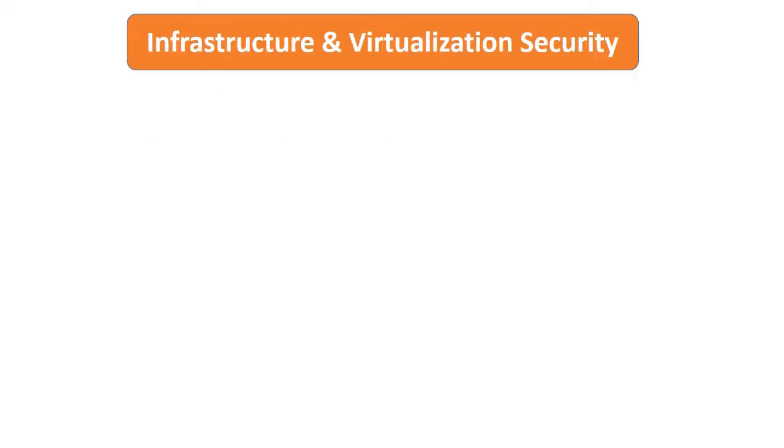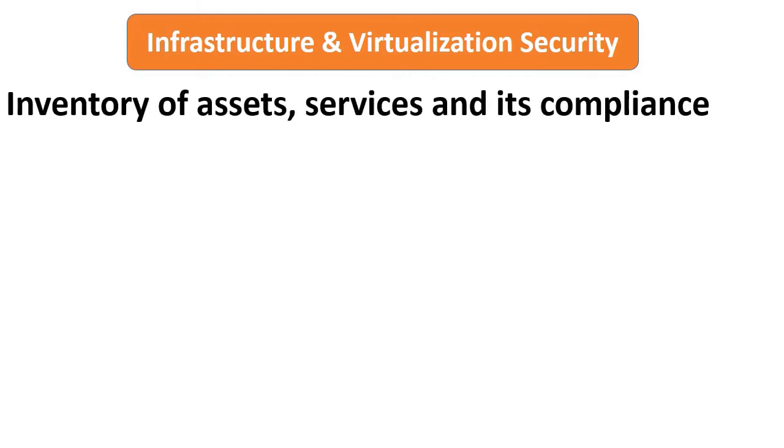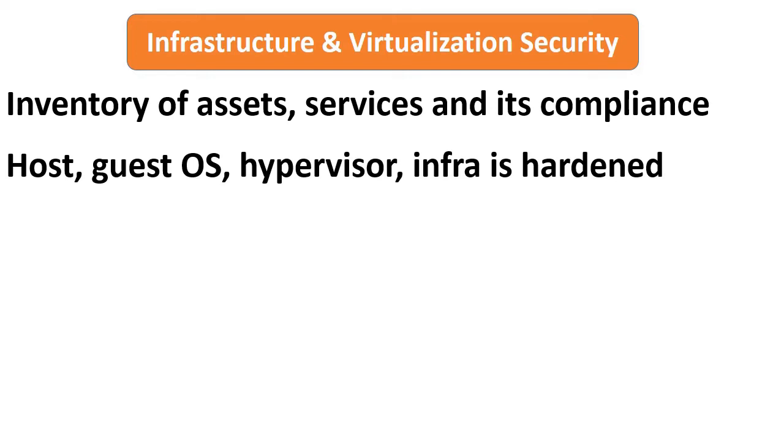Point number 7, infrastructure and virtualization security. As a cloud service customer, ensure to inventorize all the assets and services provided by the cloud service provider. Check the infrastructure is in compliance with your enterprise requirements and that the cloud service provider has adequate redundancy. Also check and verify the host and guest operating system, hypervisor, infrastructure is hardened, network configurations reviewed at least annually, and logging is enabled on host and guest OS.